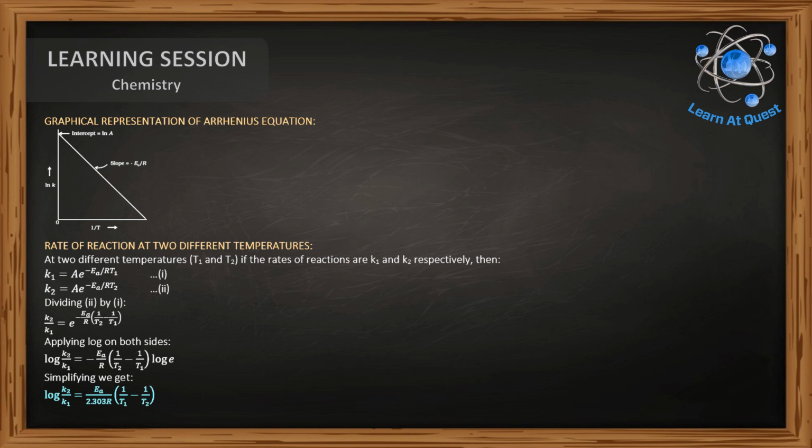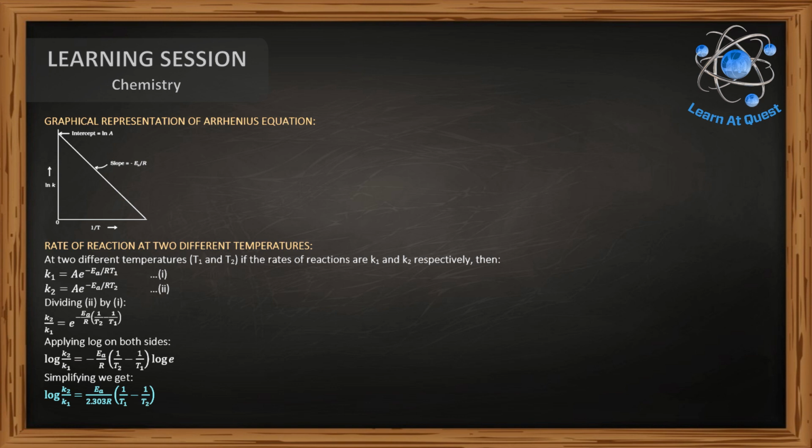So, at the temperature T1, we can write that the rate constant at that temperature, which is K1, equals A e raised to minus EA by RT1. Here, T1 is the temperature. Similarly, at temperature T2, using the Arrhenius equation, the rate constant at T2 is K2, which is equal to A e raised to minus EA divided by RT2. Here, T2 is the temperature in Kelvin.